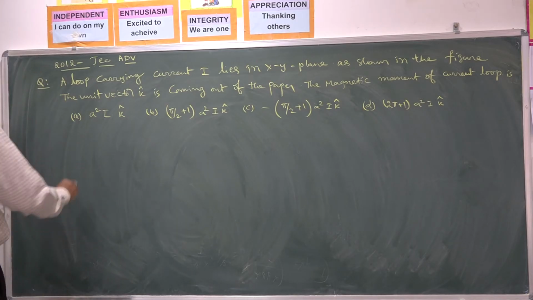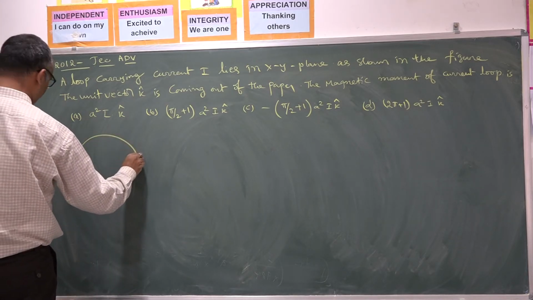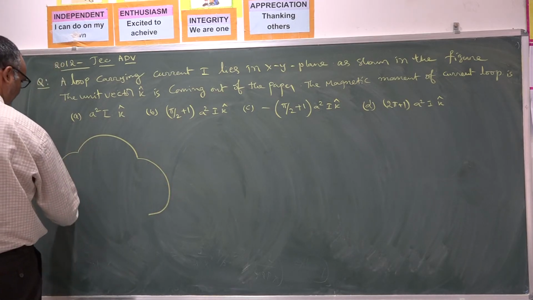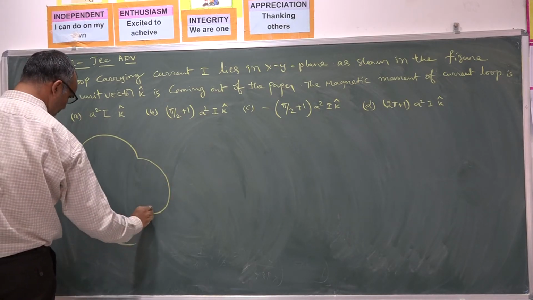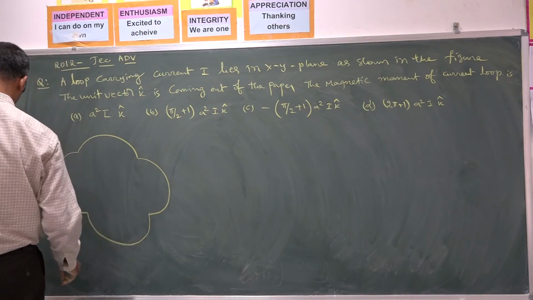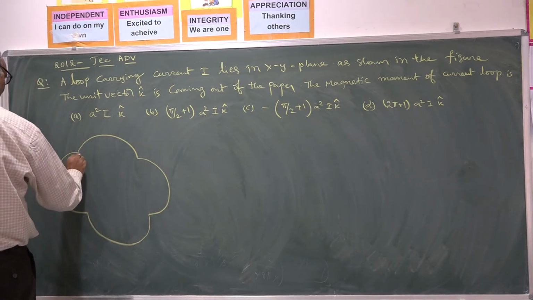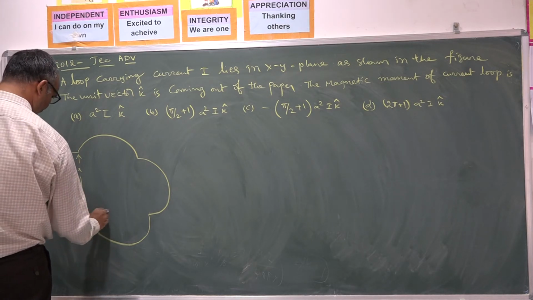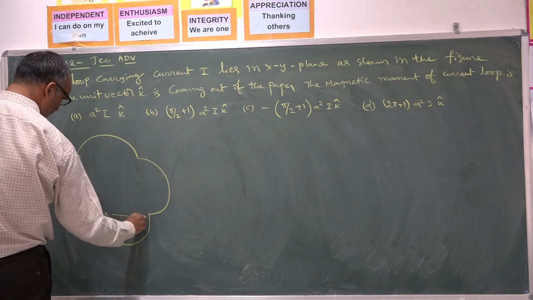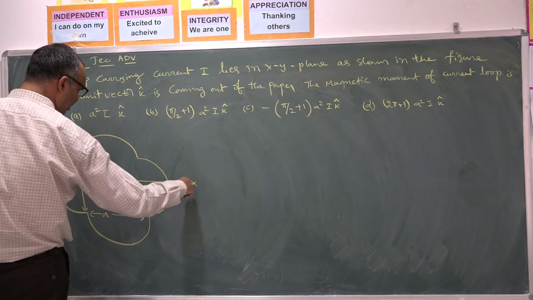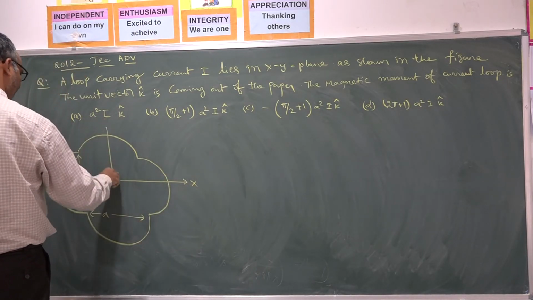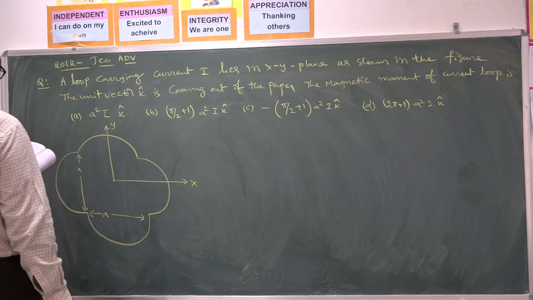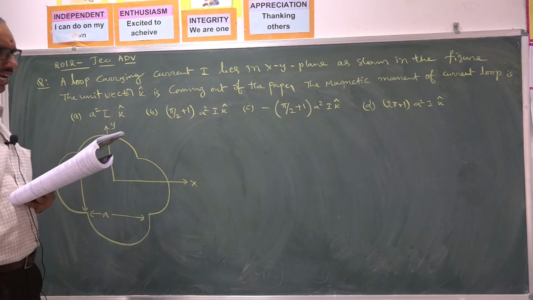The loop is like this. This separation is A. This separation is also A. This is the x-axis. This is the y-axis. We need to find the magnetic moment.